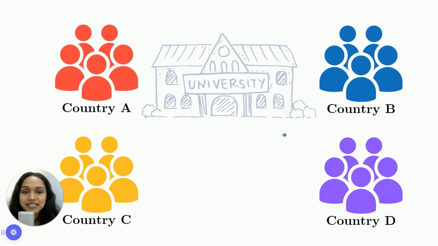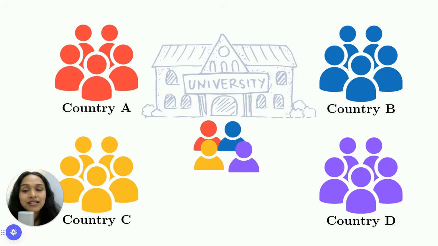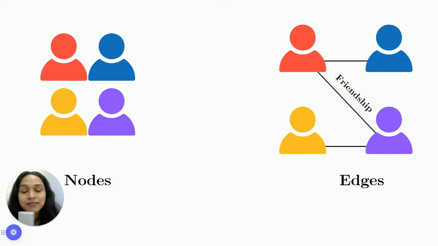Here we have the university and students come from 4 different countries, A, B, C and D. These students interact with each other, but mostly with the students of their same countries. We will analyze their interaction pattern and based on that, we will classify the students into their respective countries. If you have seen my previous lectures, then you will have an idea about what the nodes and edges of a graph are. Here, the students form the nodes of the graph and the friendship is the edges of this graph.